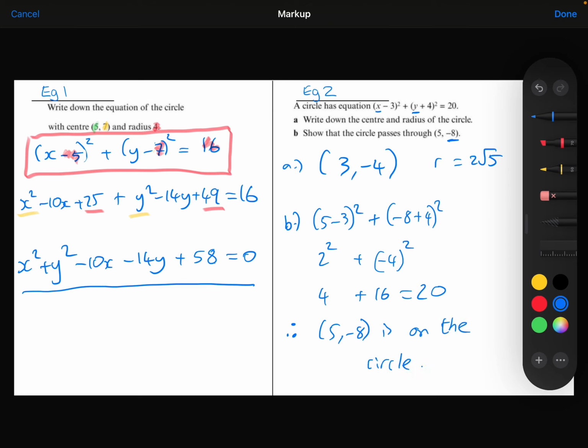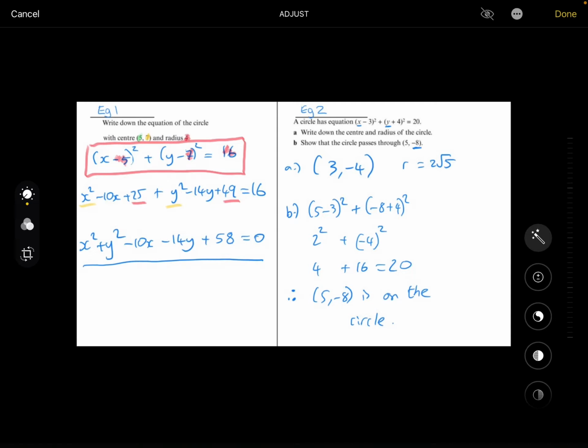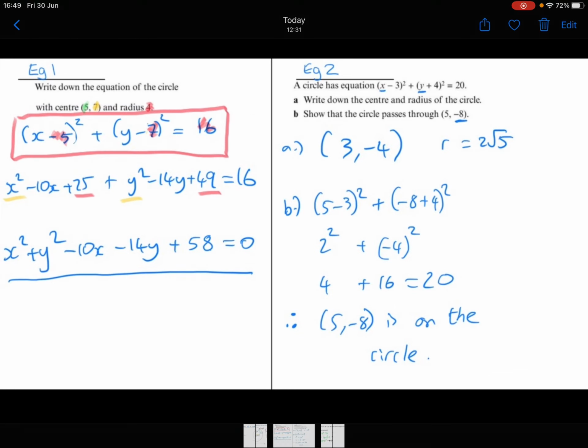If I got something that was less than 20, I'd be able to say that it was inside the circle. If I got something that was bigger than 20, it would be outside the circle.